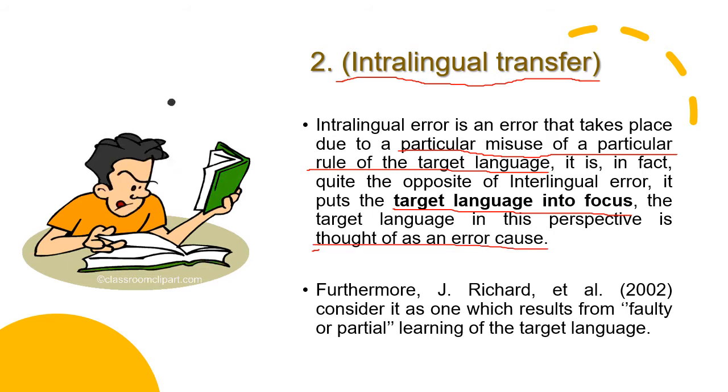So if in the interlingual transfer we have a confusion between the native language and the second or the target language, in intralingual transfer we will just focus on the target language itself. So there are mistakes or particular misuse of the rules of the target language. For example, some grammatical structure rules in the second language. So there are confusions on those rules. Furthermore, J. Richard and others in 2002 consider it as one which results from faulty or partial learning of the target language.